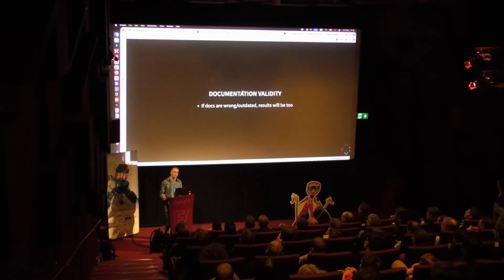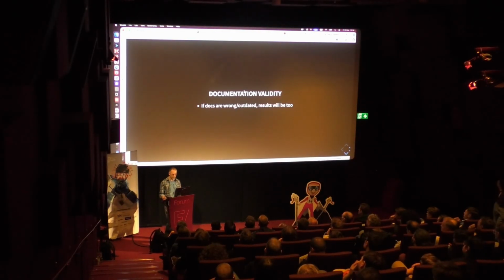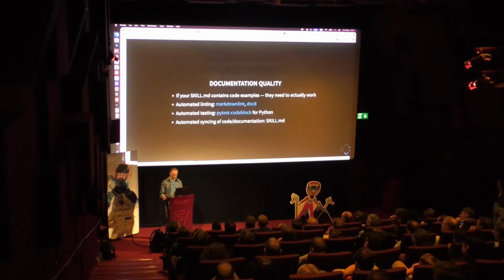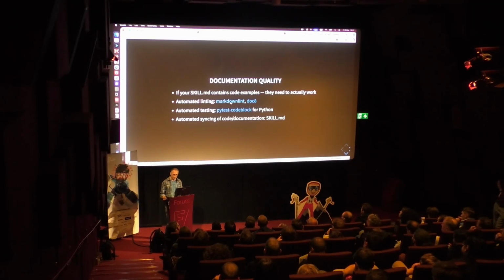Documentation validity with agents and skills becomes very crucial, because if your docs are wrong, think about versions like Agentic 1 versus Agentic 2. So you need to keep an eye on it. Your results will be outdated too, and the quality. How to solve it?